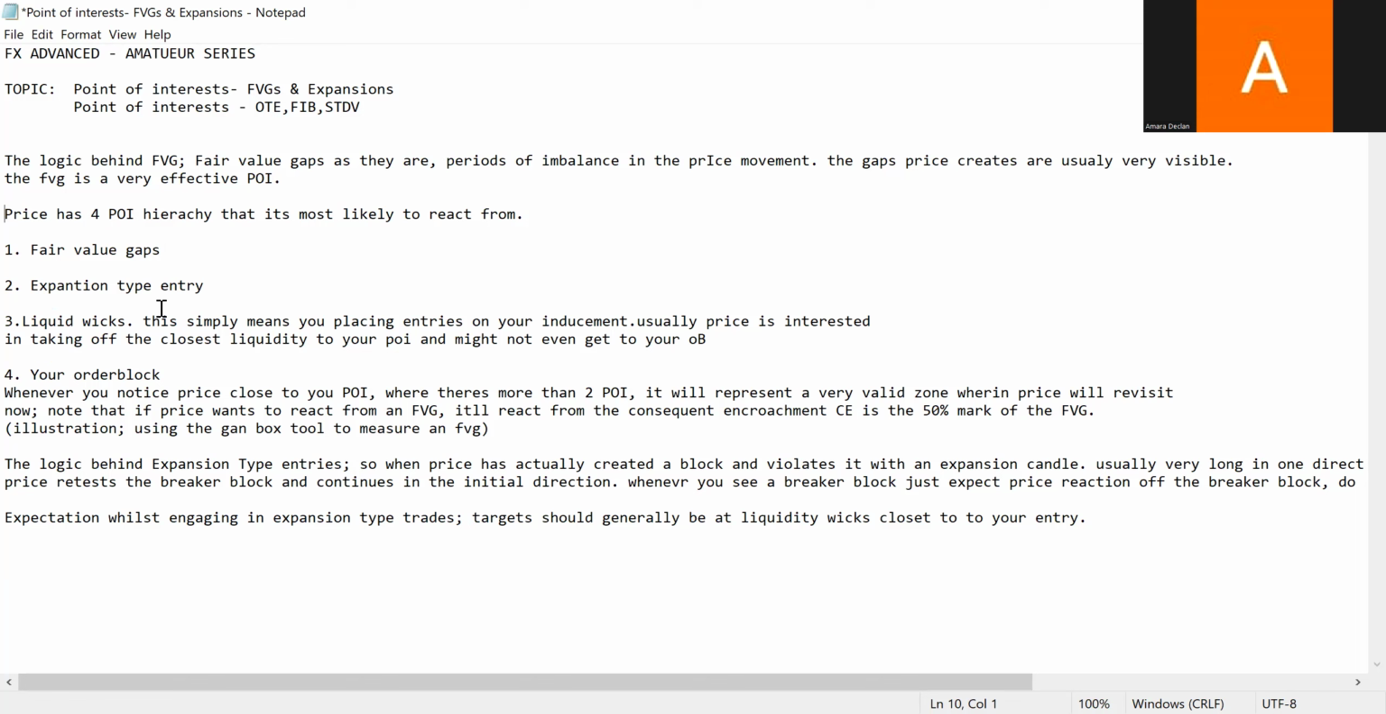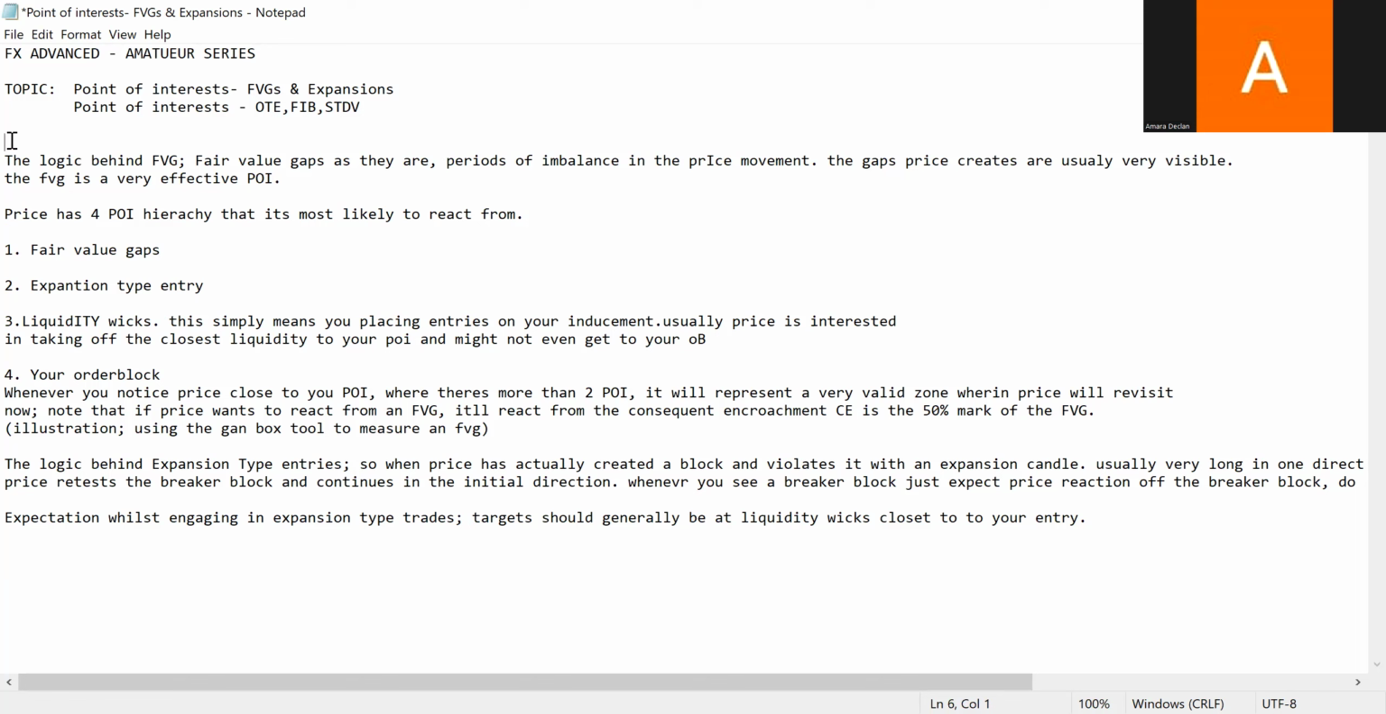So we also have the expansion type entry, which is also a point of interest, meaning when price just suddenly runs off in a particular direction, automatically you should know that, okay, price wants to either go that direction, or you should be reactive. We're going to look at how expansion type entries work, as they happen almost all the time. So liquidity wicks, or you can say liquidity weeks, simply means you placing your entries on your inducement. Usually price is interested in taking off the closest liquidity to your point of interest and might not even get to your order block.